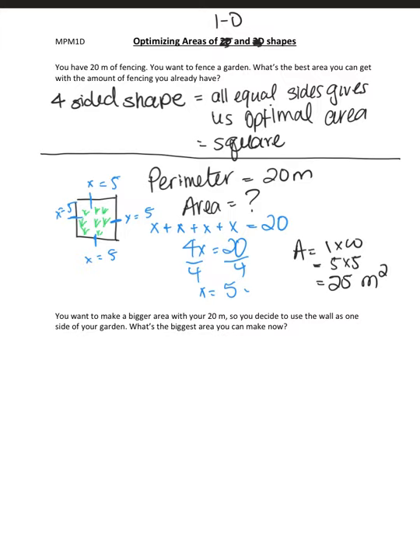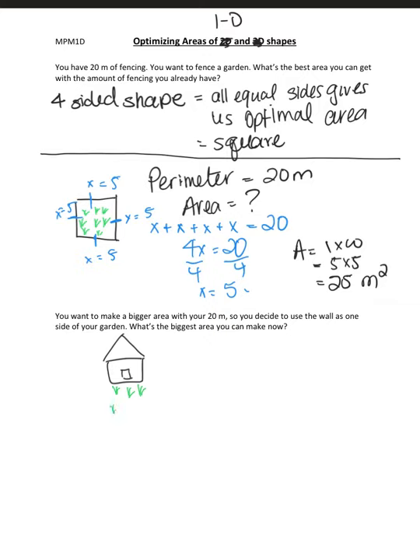Okay? So here it is. This is how I optimize my area. Now, I want to make a bigger area with my 20 meters. So I'm going to actually use the wall of my house. So let's just say that this is my very fancy, awesome house. All right. This is the back door of my house. And my garden, it's still out here like this.